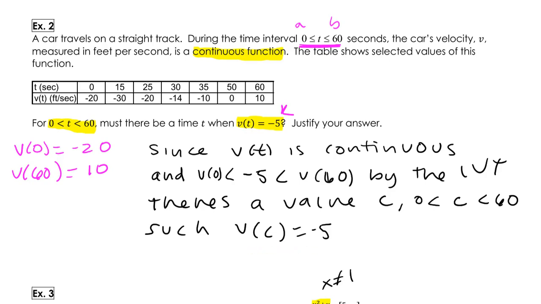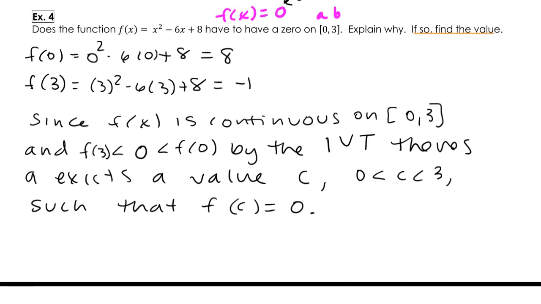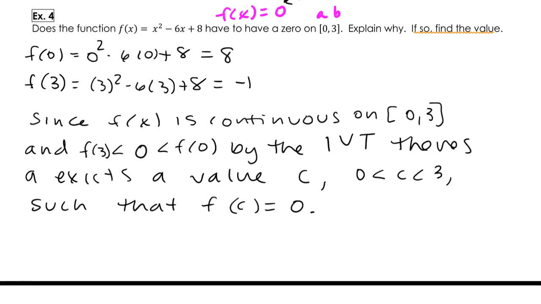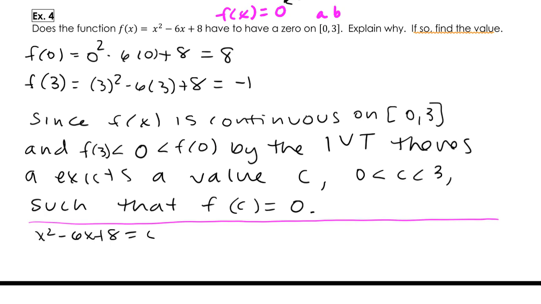They didn't ask us when that will happen. They didn't ask us for a time, and even if they did, we couldn't answer it. However, on this problem, they gave us a function. So they're saying, can you find the C that makes the value 0? So let's go ahead and do this. Let's take f and set it equal to 0.